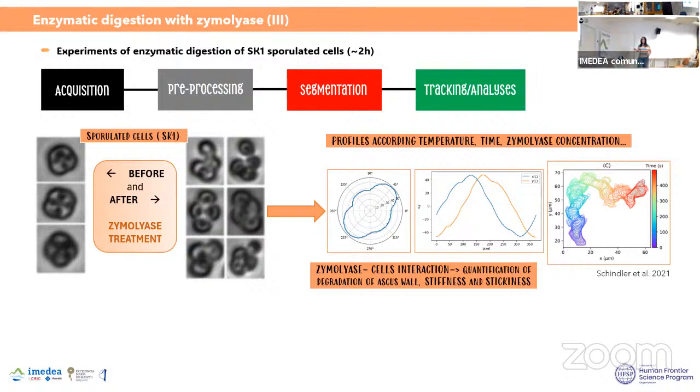And of course, we want to calculate the interaction between Simoliasa and cells, because we think it is very interesting to quantify how degraded the wall is when we apply different concentrations of Simoliasa. And of course, to know if the ascus is maybe more stiff, or its stiffness, depending on the treatment that we are doing.